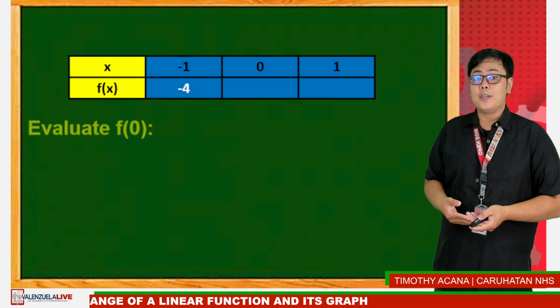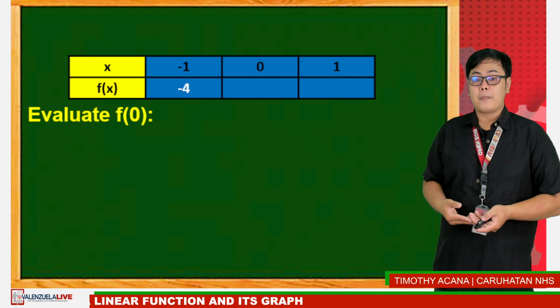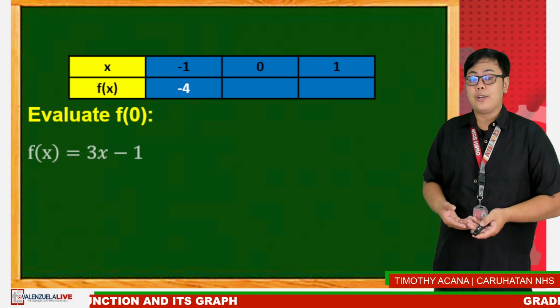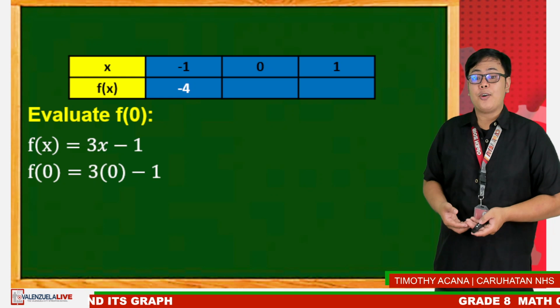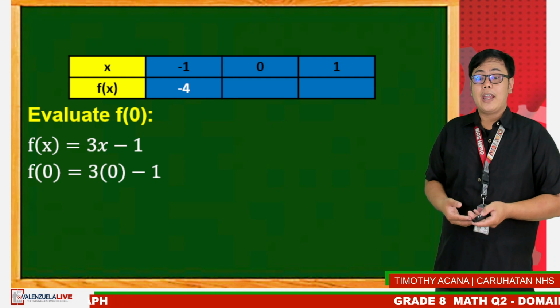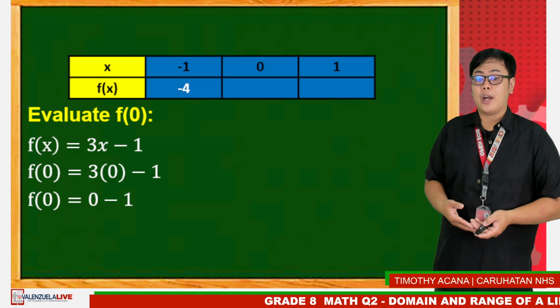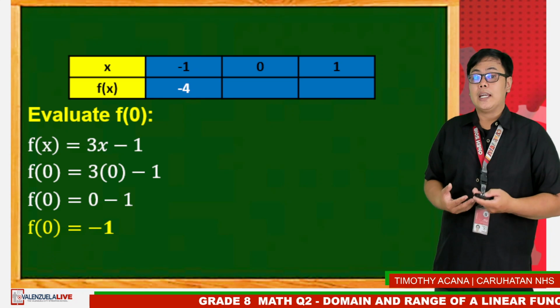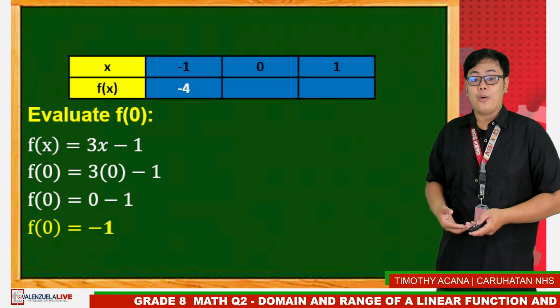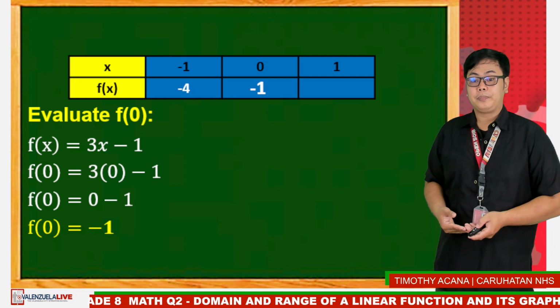Now, evaluate f(0). f(0) is equal to 3 times 0 minus 1. 3 times 0 is equal to 0, and 0 minus 1 is equal to -1. Therefore, f(0) is equal to -1.